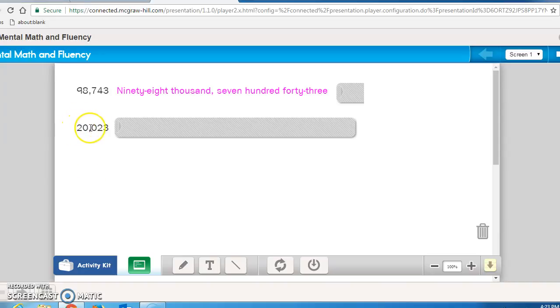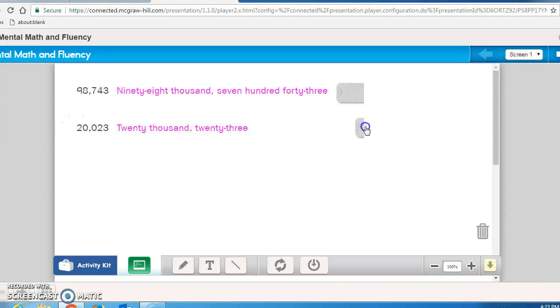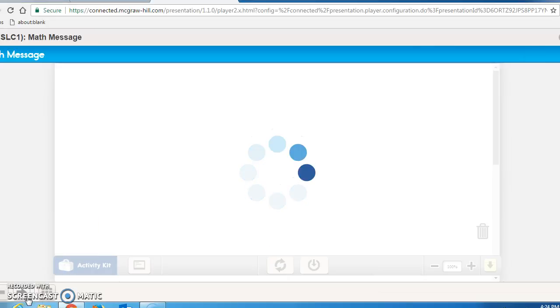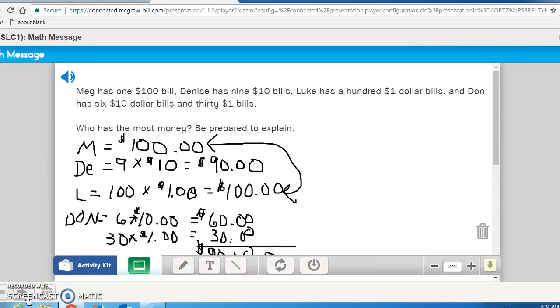Hopefully you read 20,023. Practicing to say our numbers out loud is good, so it reminds us how to say them correctly.